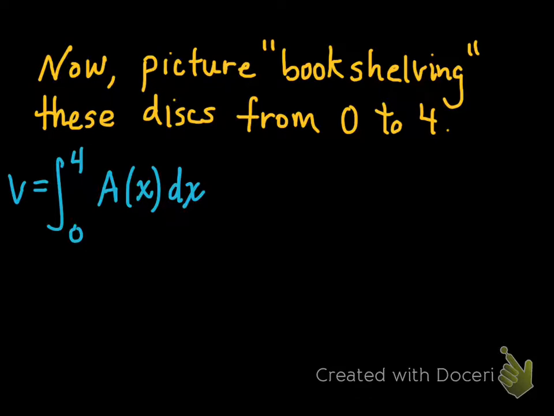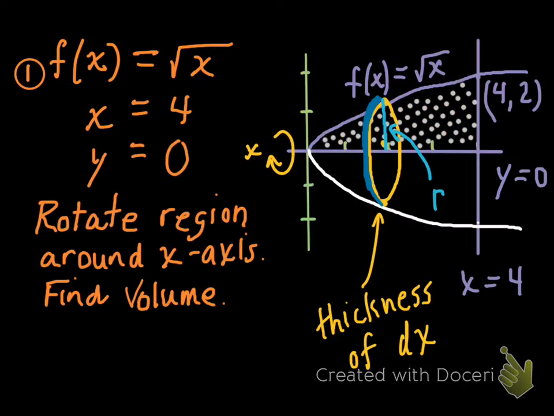Well, I realize further that A of x is some area formula in terms of x. I know the area formula for a circle is just pi r squared. So we've replaced A of x with an area formula, in this case a circle, pi r squared. So we're going to integrate from 0 to 4 pi r squared dx. Now this radius is going to change per circle. You see that the radius is very small at first and then it gets larger and larger.